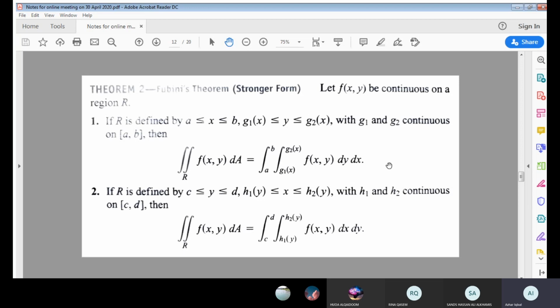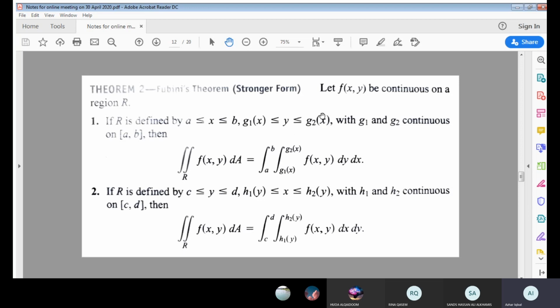Before looking into particular cases, Theorem 2, which is Fubini's theorem in a stronger form, says essentially the same thing we have just discussed. It says that if f is a two-variable function which is continuous on a region R, and remember that this region is non-rectangular, and if region R is defined by the restriction on the independent variable x going from a to b, whereas y is going from g1(x) to g2(x).